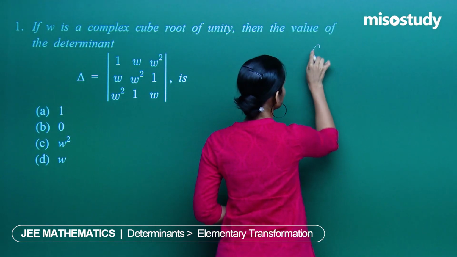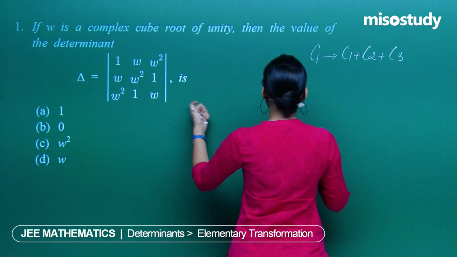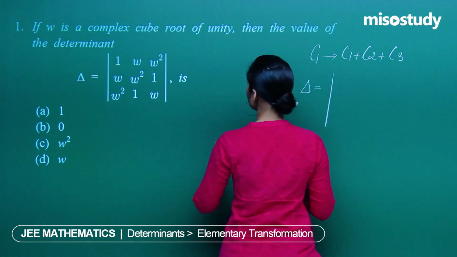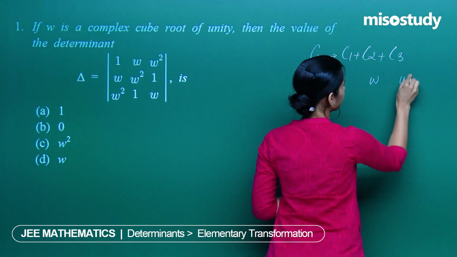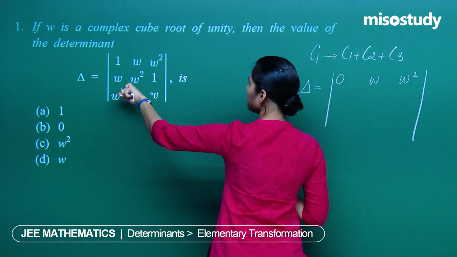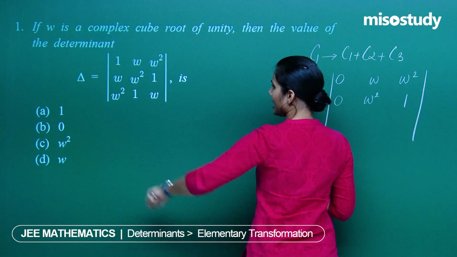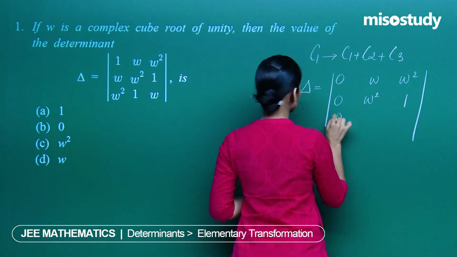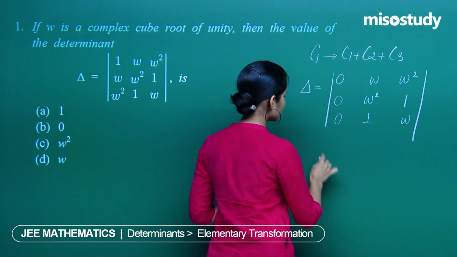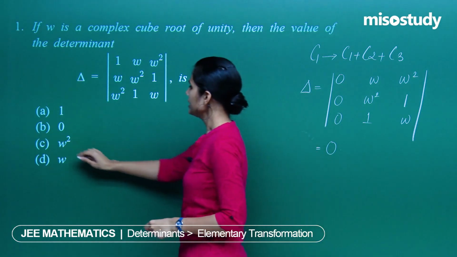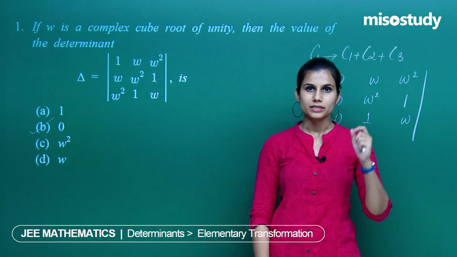So, if column 1 goes to column 1 plus column 2 plus column 3, this determinant becomes 1 plus omega plus omega square, which is 0, rest same. Then again, omega plus omega square plus 1, which is 0, rest same. And omega square plus 1 plus omega, which is 0, rest same. The moment you have one complete column equal to 0, your answer is nothing but 0. The only point here was that 1 plus omega plus omega square happens to be 0 when omega is a cube root of unity.